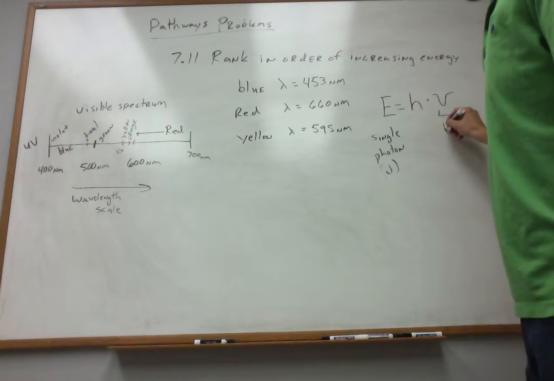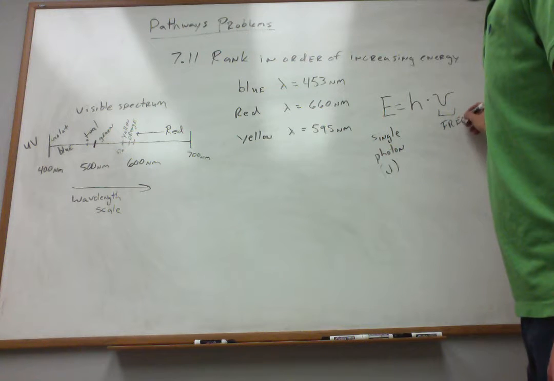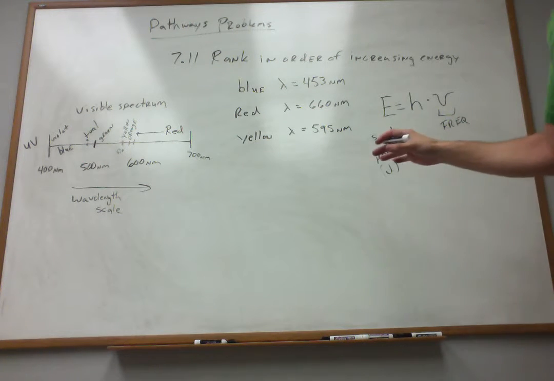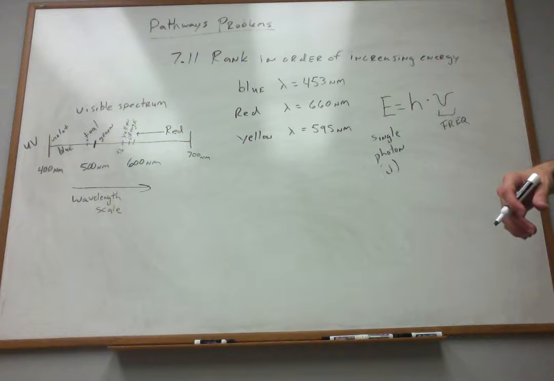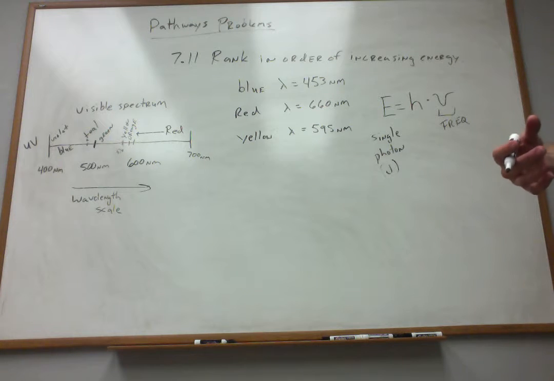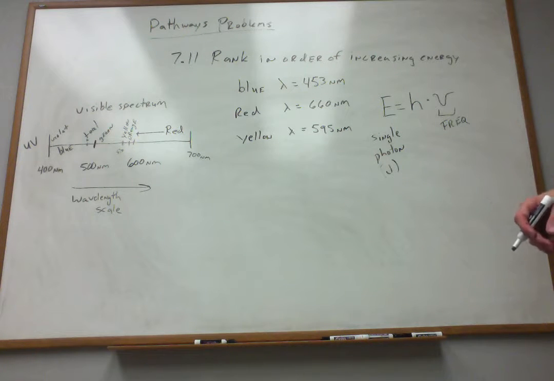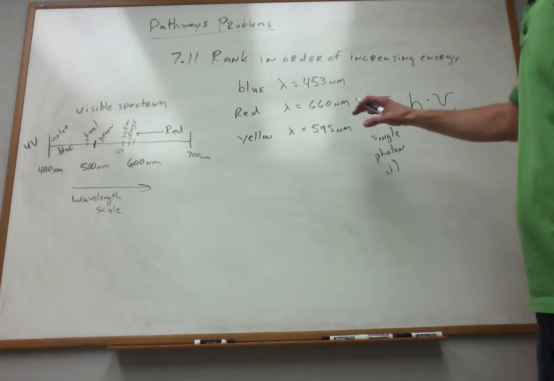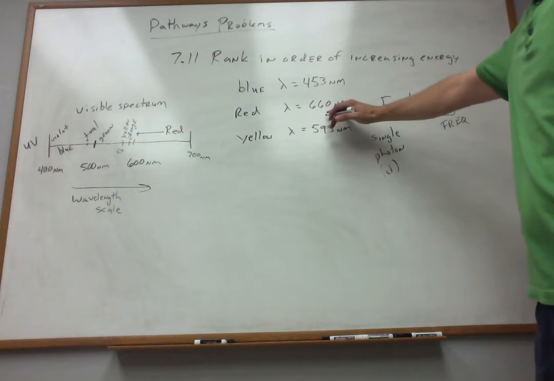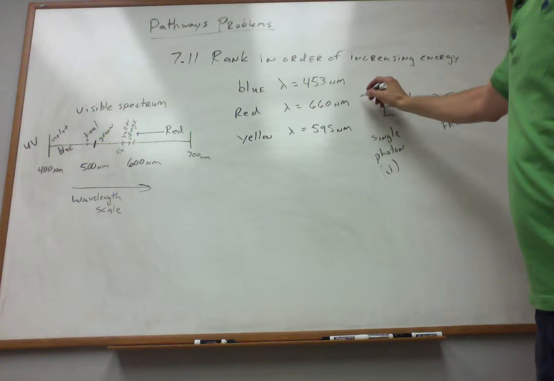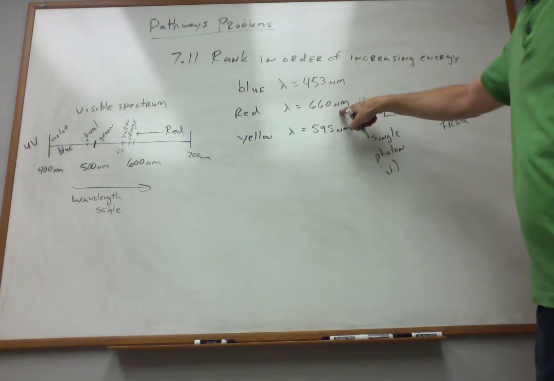This is not the wavelength, it's the frequency. Now we're given wavelengths in this problem. We know that wavelengths are inversely proportional to frequency. As the wavelength gets bigger, the frequency gets smaller. Okay, so I would pick out the biggest wavelength, 660 here, the red light, and I'd say in energy, that's the smallest, because its frequency will be the lowest.